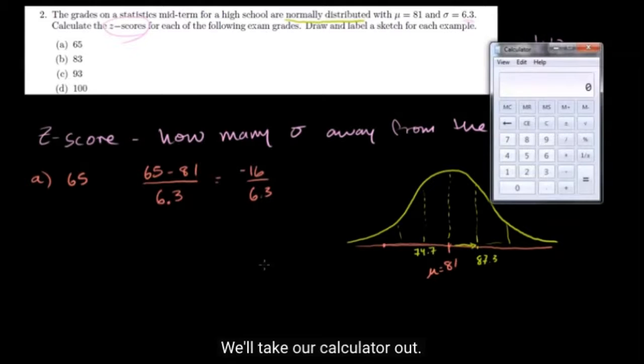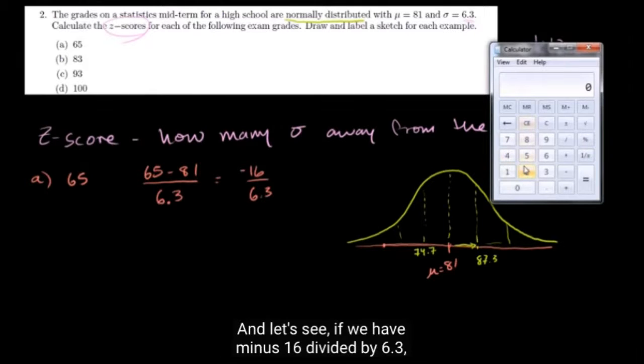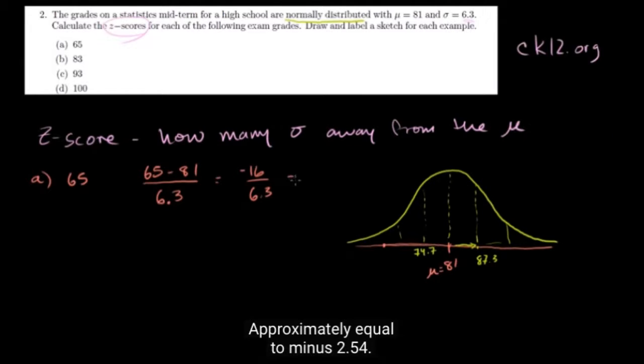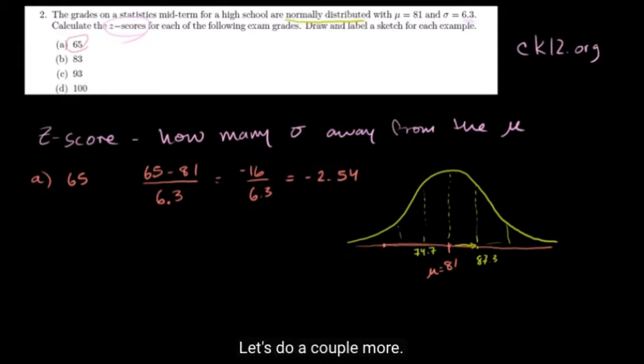Take our calculator out, and let's see if we have minus 16 divided by 6.3, you get minus 2.54, approximately. That's the z-score for a grade of 65. Pretty straightforward. Let's do a couple more. Let's do all of them.